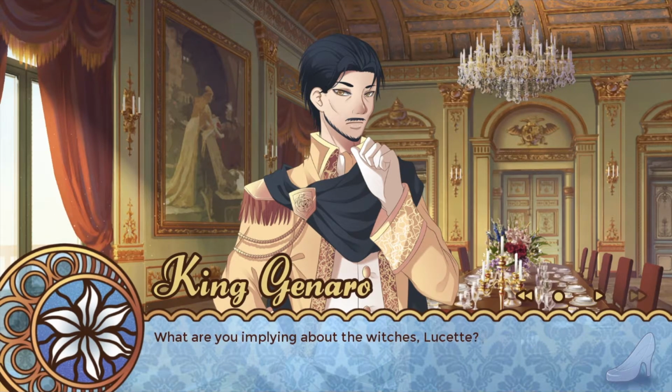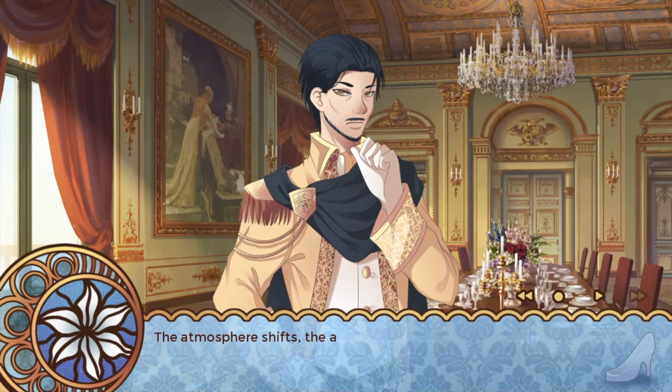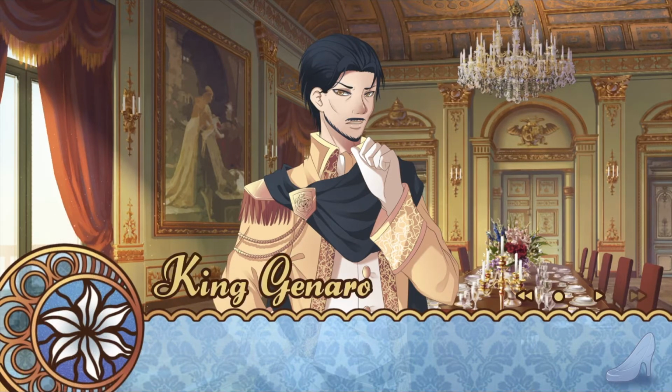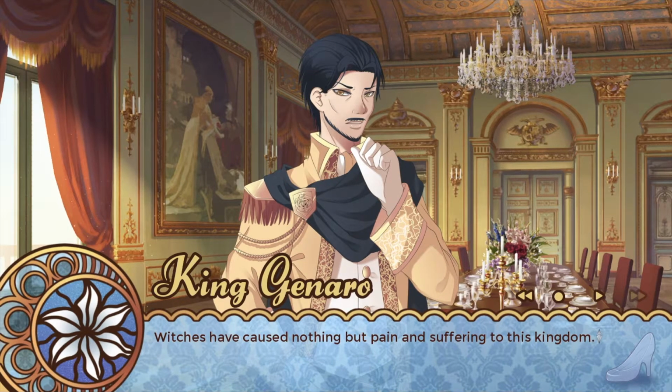What are you implying about the witches, Lucy? The atmosphere shifts, the air in the room growing heavy. I continue to eat. Perhaps witches are not responsible for the evil in this world. Perhaps humans are the cause of their own downfall. Have you any idea what you are talking about, child? Witches have caused nothing but pain and suffering to this kingdom.